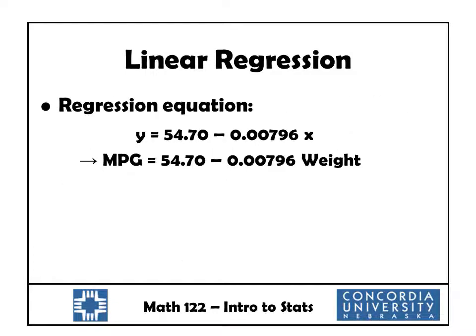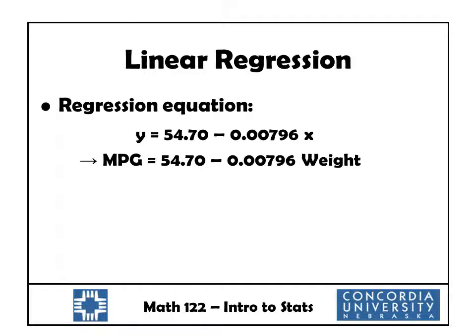Okay. So put those numbers in. Here's our regression equation. Y equals 54.7 minus 0.00796x. Now remember, back at the beginning of this lesson we defined that y was miles per gallon and x was weight. So the miles per gallon is 54.7 minus 0.00796 times the weight. There's our regression equation. Very easy to calculate. The calculator does all the work for us.